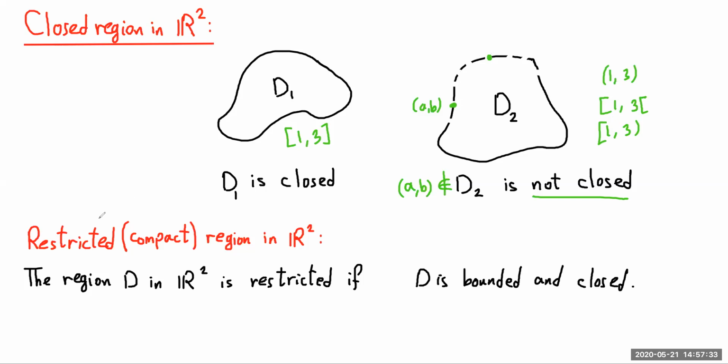Now, the definition of a restricted region or compact region in the plane R squared is, by definition, a bounded and closed region in the plane R squared. So a restricted region in R squared, or compact region in R squared, is bounded and closed.